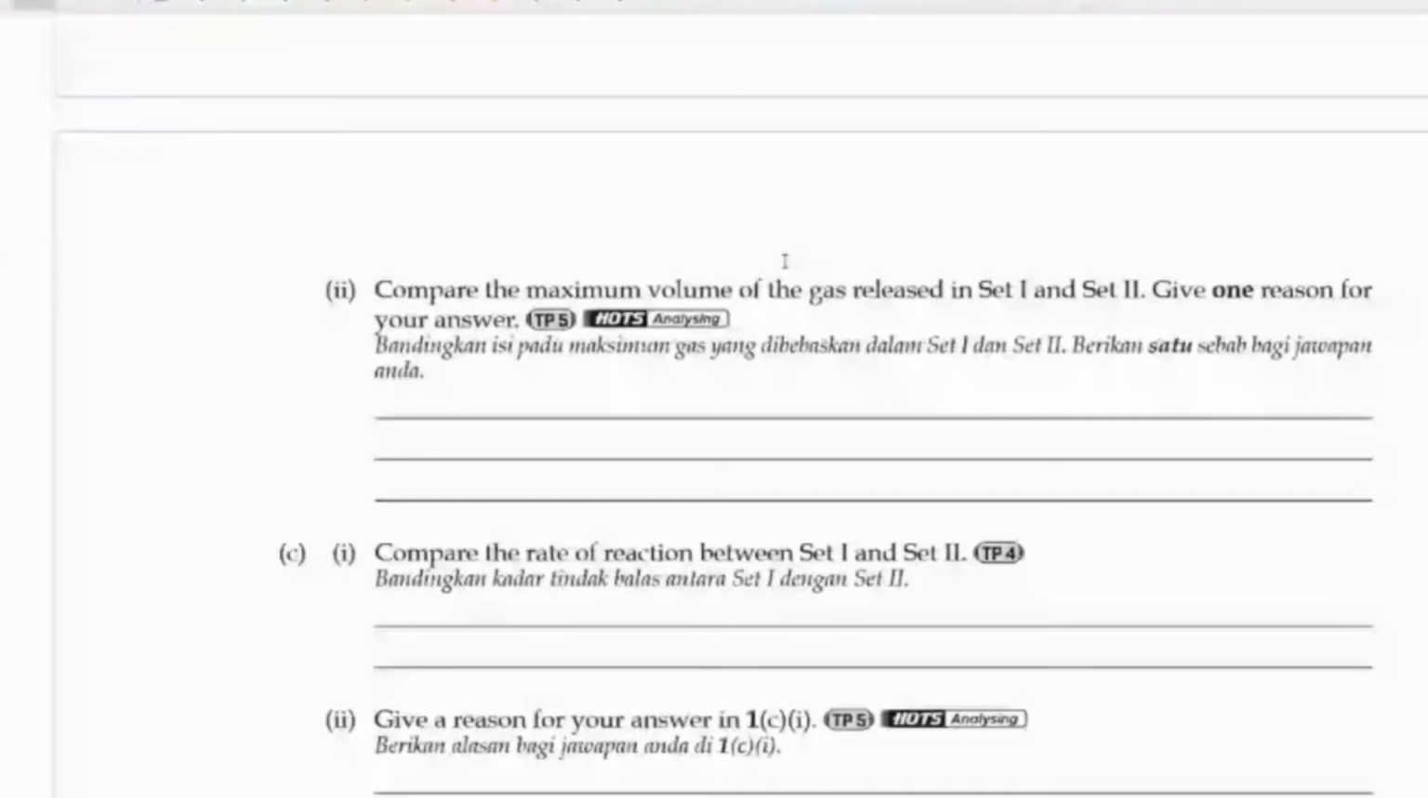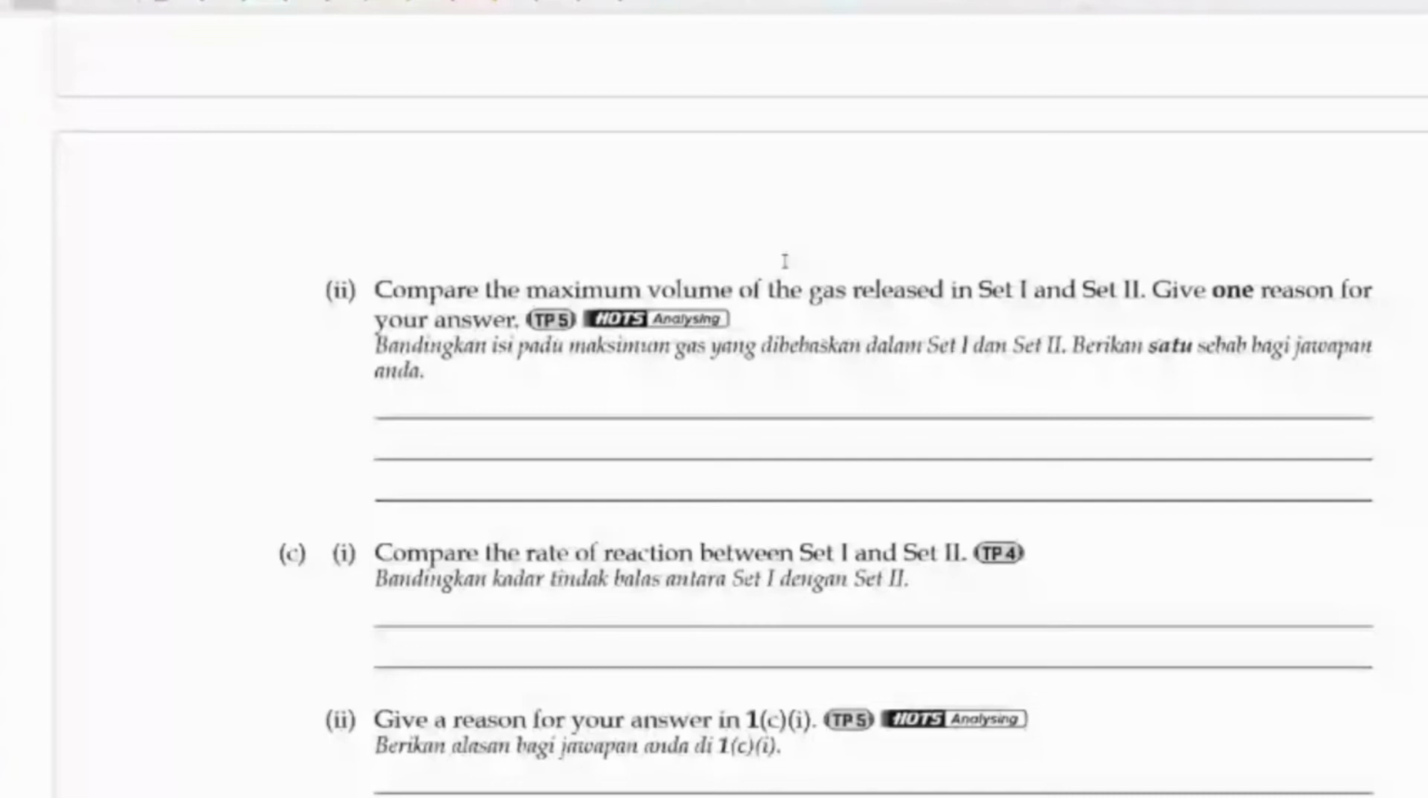Will the volume of gas released be the same or different? Class, what do you think? The maximum volume of gas released in set 1 and set 2, will it be the same or different, class?